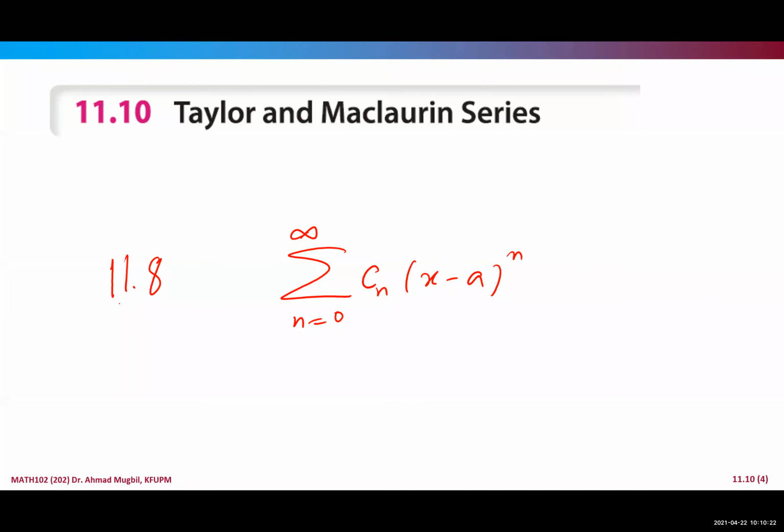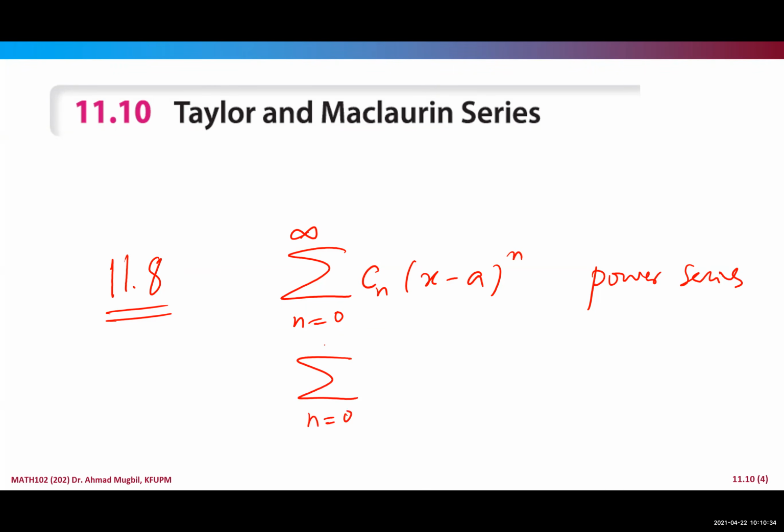Okay, in 11.8 we said that we have what is called a power series. When A is 0, we have it in this form. This is of course a power series centered at A, or about A, and this one is at 0. This is what we have done in 11.8, and you know how to find the interval of convergence, the radius of convergence, and so on.